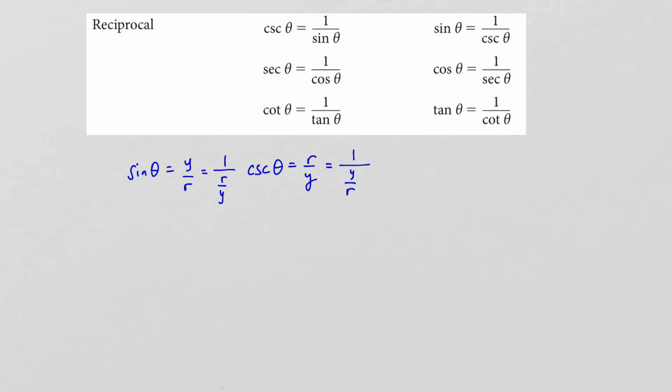So secant is the reciprocal of cosine, cosine is the reciprocal of secant, cotangent is the reciprocal of tangent, and tangent is the reciprocal of cotangent. Let's take a look at a couple of examples.